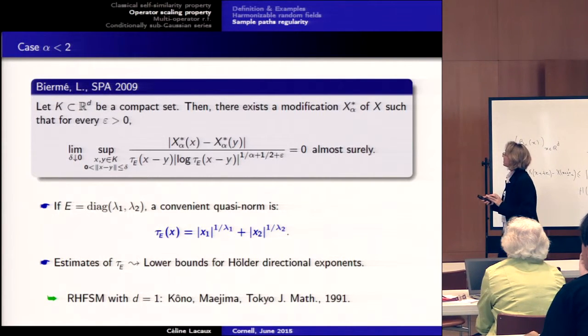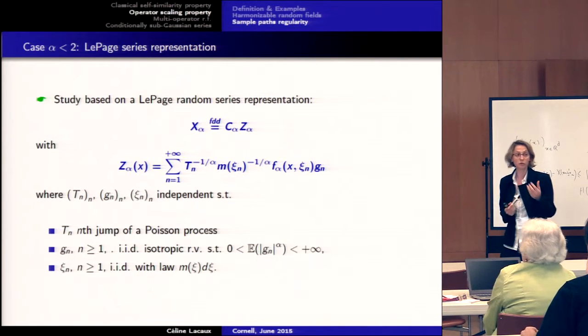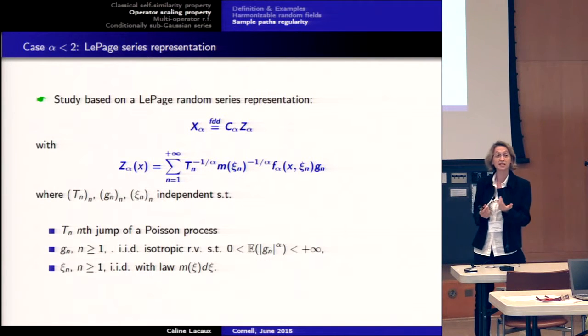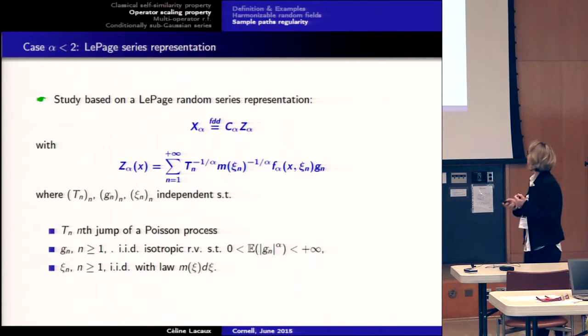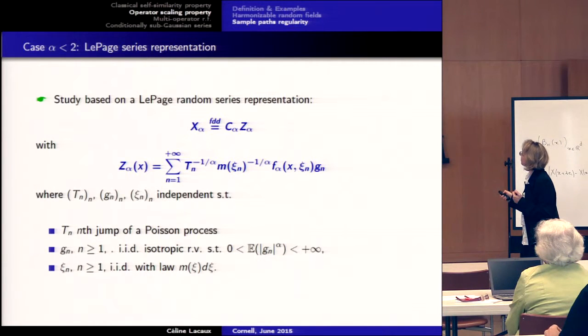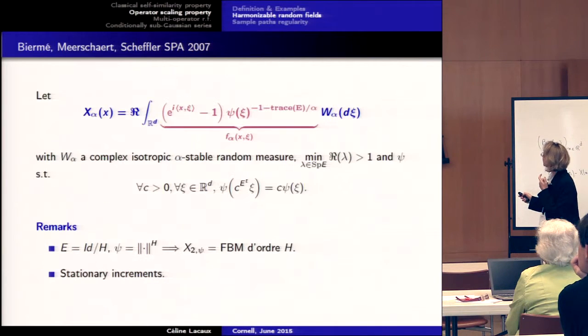So the main idea is the following. We will not work on the harmonizable representation. We propose another representation in series. That's called the LePage random series. So my random field X alpha is equal to another random field that I can write like this. Maybe, I don't know if you remember, but f alpha here is the kernel. Okay? f alpha is this kernel.